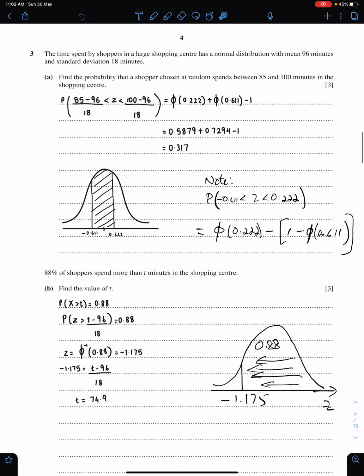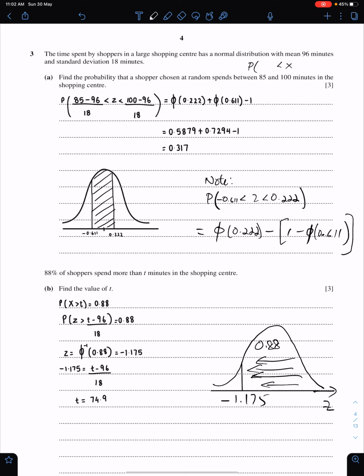Question number 3. The time spent by shoppers in a large shopping center has normal distribution with mean 96 and standard deviation 18. Part A. Find the probability that a shopper chosen at random spends between 85 and 100 minutes in the shopping center. So we need this probability.